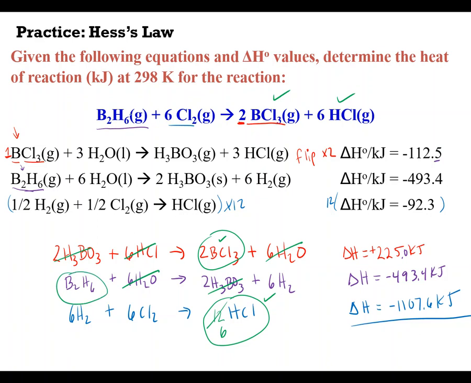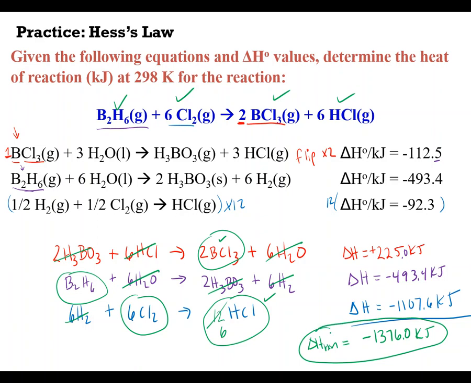The B2H6, that one's up there, good. H2, those are going to cancel. This one's up here, good. Now that I see that I have all of the correct things in their correct places, I can just go over here and add the 225 plus these two negative numbers. And you should end up getting negative 1376.0 kilojoules. And that's going to be your delta H of the reaction for our overall one right here. So good Hess's law practice here.